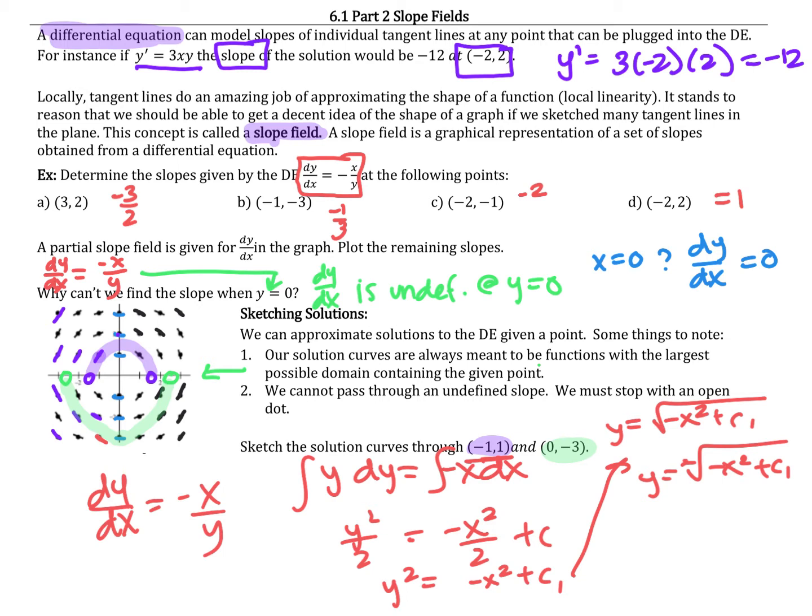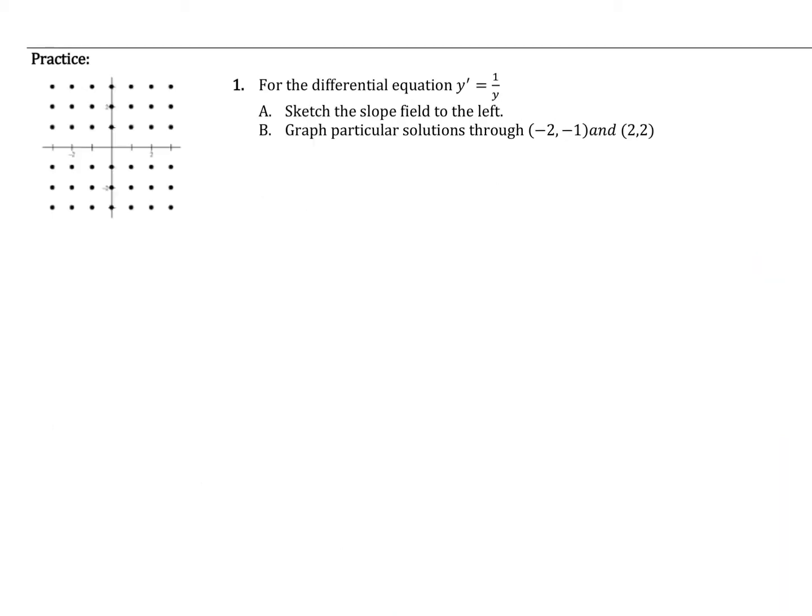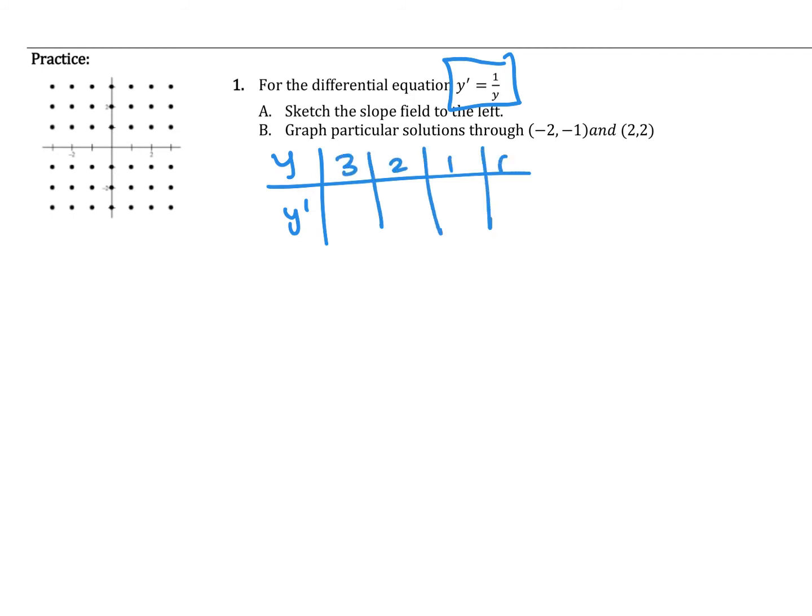Okay, let's keep going. For number 1 here, we are given the differential equation y prime, or dy dx, equals 1 over y. So something I want you to notice about this differential equation is that the y value determines everything. There's no x in the function at all, which means if we were going to make a table to find our values at different ordered pairs, we really just need to plug in our y values. Since this graph goes all the way up to 3 and all the way down to -3 on the y-axis, I'm going to include all of those numbers.